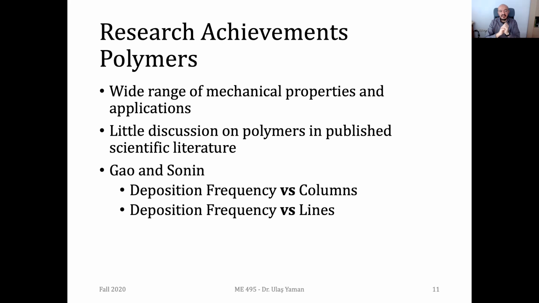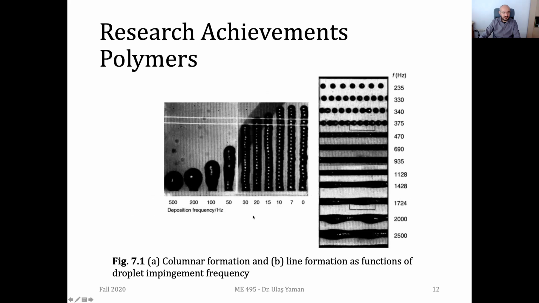We don't have much literature on material jetting in different journals, but there are some. These people are focusing on different aspects of, let's say, deposition. They try to compare the deposition frequency and the quality of the columns they are generating, and also the deposition frequency for the lines. Now let me show you. This is for columns and this is for the lines.